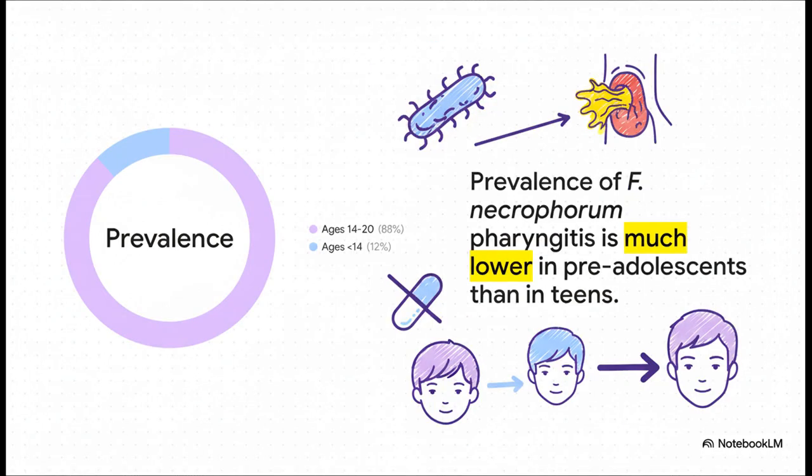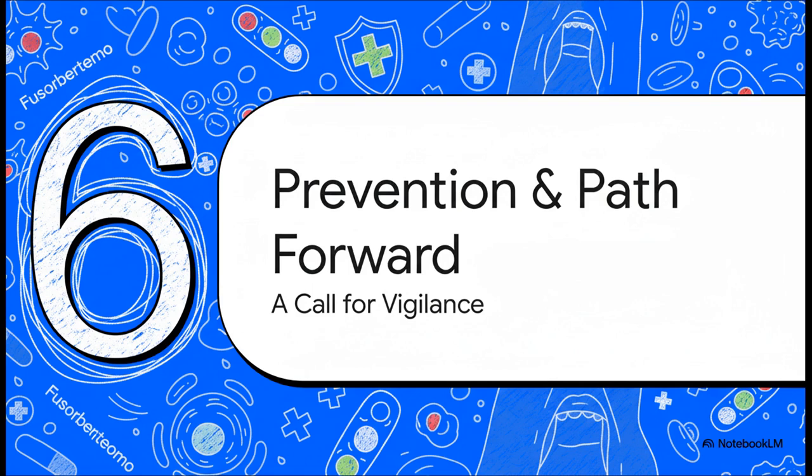Now, it's really important to make a distinction here. This is mostly a disease of adolescents and young adults. In younger kids under 14, it's much less common, which is why pediatric guidelines are so heavily focused on Group A strep. When this does cause serious disease in a child, treatment is of course weight-based, usually with IV regimens like ceftriaxone plus metronidazole. So, all of this leads us to our final section, prevention and the path forward.